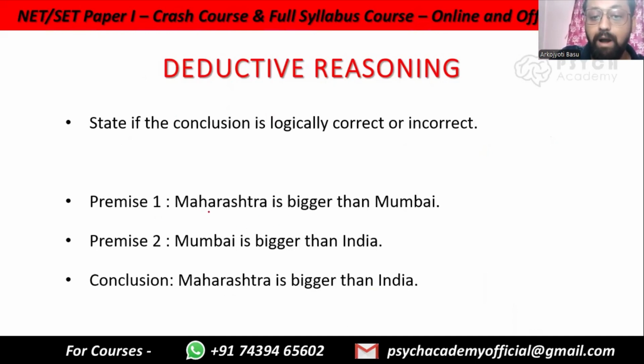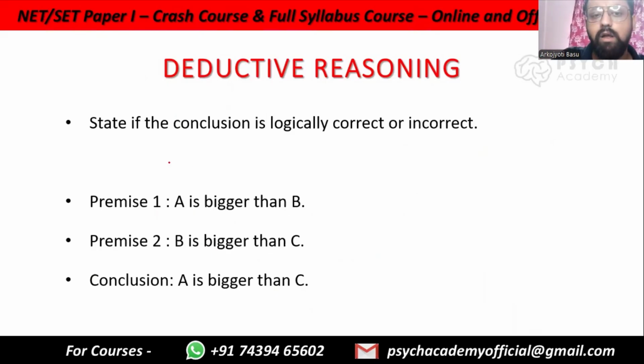Premise 1: Maharashtra is bigger than Mumbai. Premise 2: Mumbai is bigger than India. Conclusion: Maharashtra is bigger than India. Okay, this doesn't really sound correct. Maharashtra bigger than Mumbai, okay. Mumbai is bigger than India, no. And Maharashtra is bigger than India, again, no. We know India is much larger, so this does not really ring true. So let's try another example.